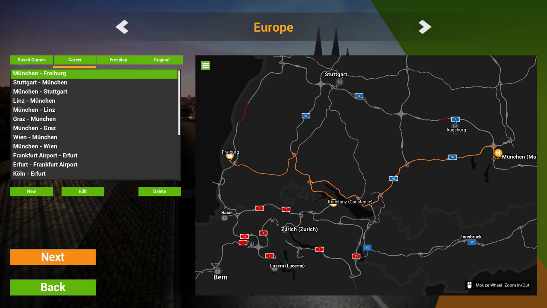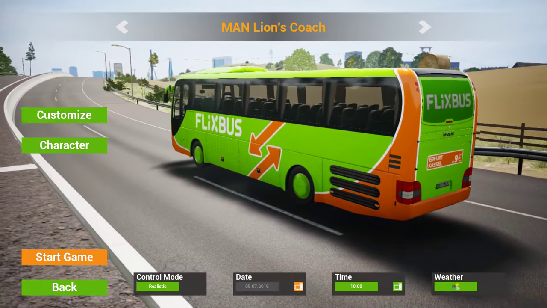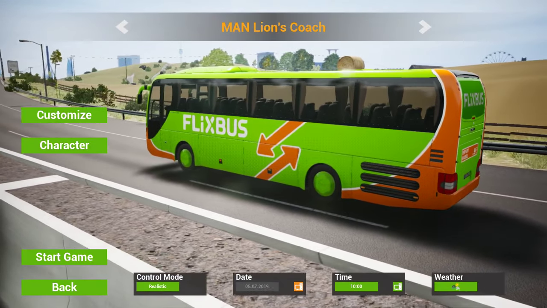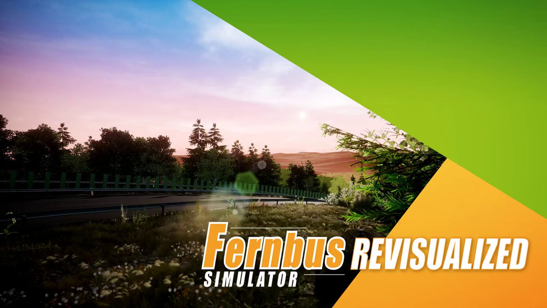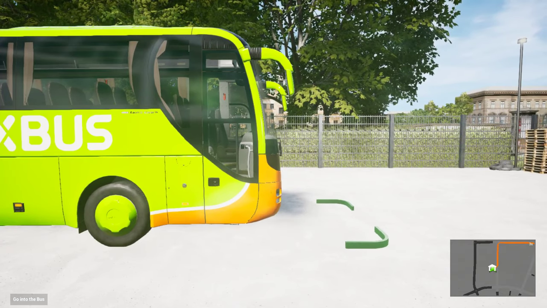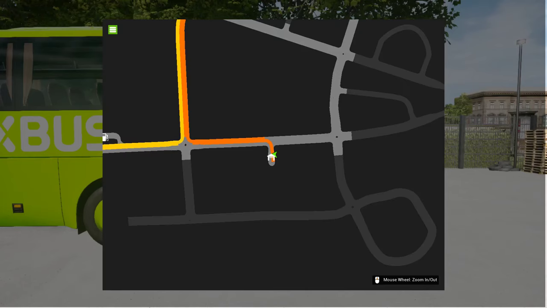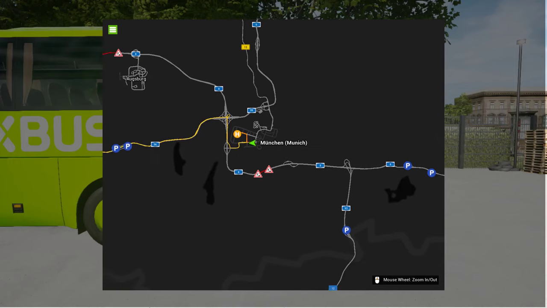Okay, we should be in the depot at München. You can see the date is set. It's sort of greyed out, it's set on system date, so it will change every day. Today's 5th of July, I'm recording this, so it's set on Friday the 5th of July. Okay, so we are here, München depot. We've got to go down to the München stop and pick our people up.